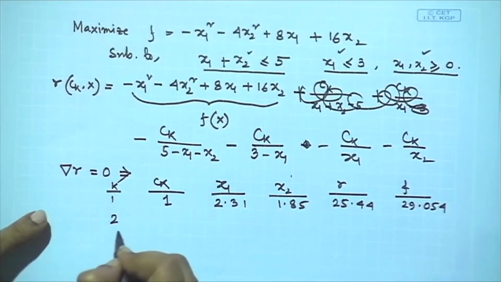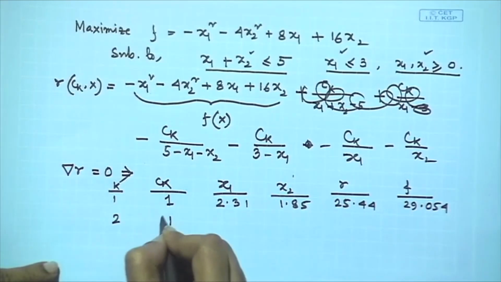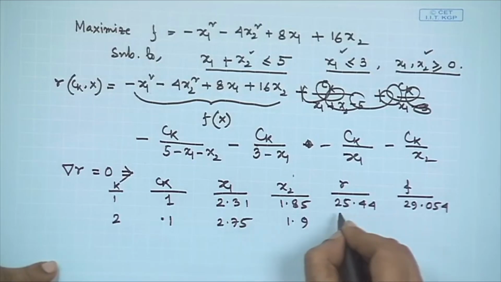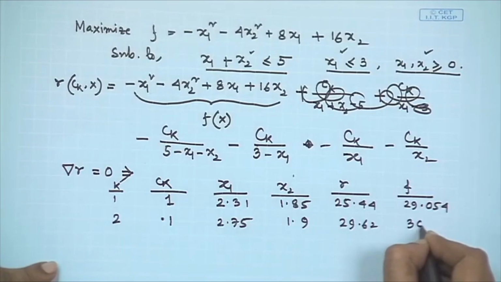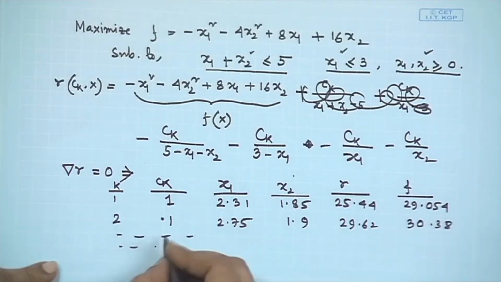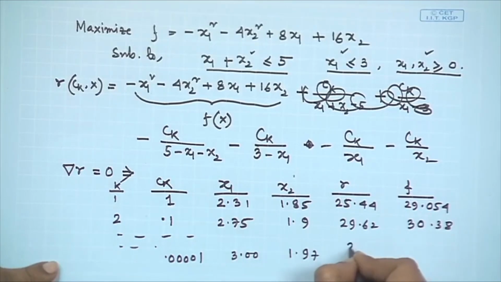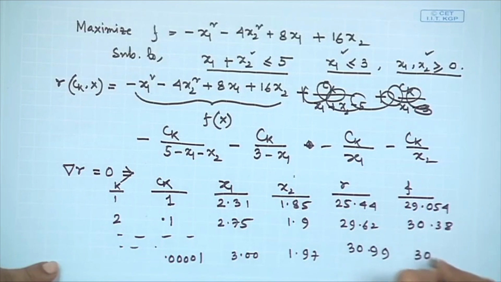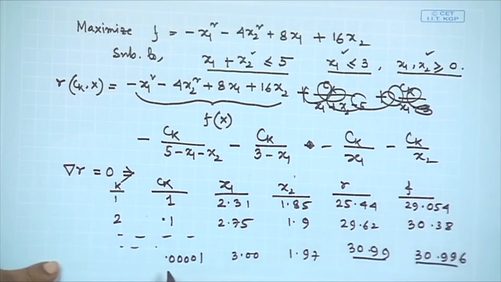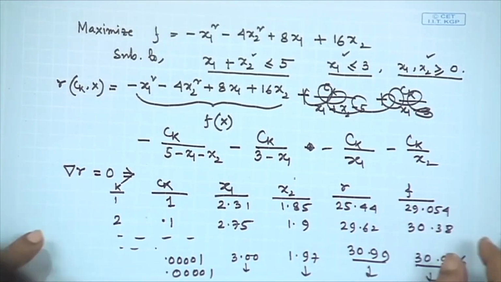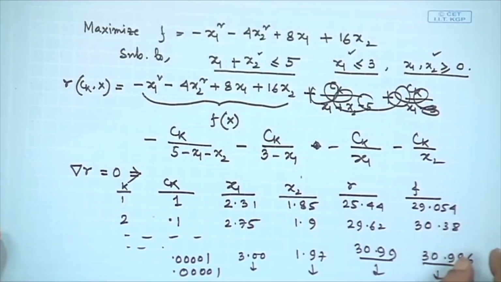Similarly, in the next iteration, k equal to 2, considering ck tending to 0, we get 2.75, 1.9, 29.62 and 30.398. If we do all the iterations for different values, with the lower values of ck we will get 3.00, 1.97, 30.99 and 30.996. You see, both the values are almost the same. If we extend it further, try it, it will converge here. This way we can solve the problem with the interior penalty function method.